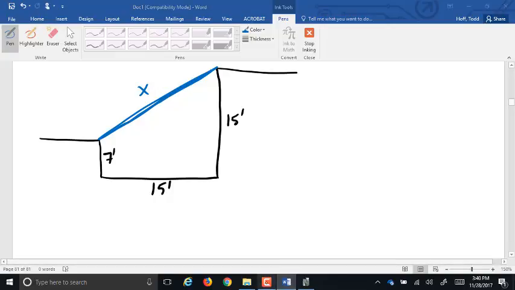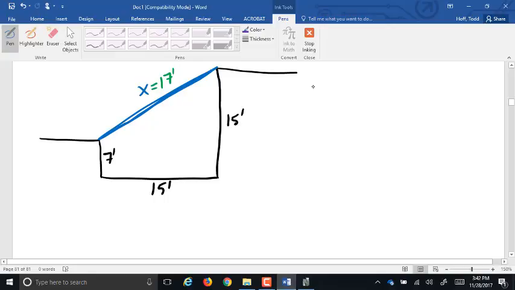I'm going to give you guys a couple minutes to think that over. Anybody want to throw out the answer they got for this? I heard somebody mumble it there. 17 feet. Let's take a look.